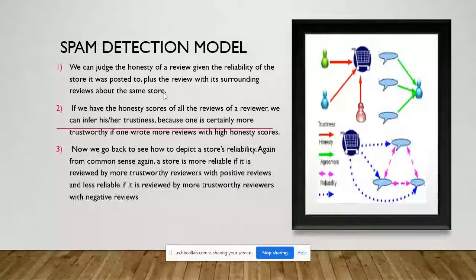And coming to the spam detection model, this is another contribution of the paper. They have proposed a spam detection model. We can judge the honesty of a review given the reliability of the store it was posted to, plus the review compared with its surrounding reviews about the same store. If we have the honesty scores of all the reviews of a reviewer, we can infer his or her trustiness, because one is certainly more trustworthy if one wrote more reviews with high honesty scores. As you can see in this image, they have defined trustiness, honesty, agreement, and reliability.